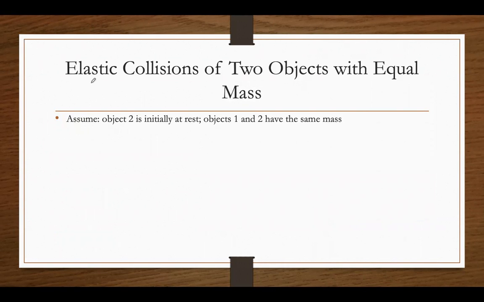Now let's look at elastic collisions of two objects with an equal mass. We are going to assume that the second object is initially at rest, like we just had. So if we have two point masses here and here, this one has some v1, this one has v2 equals 0. Objects 1 and 2 have the same mass, so m and m.